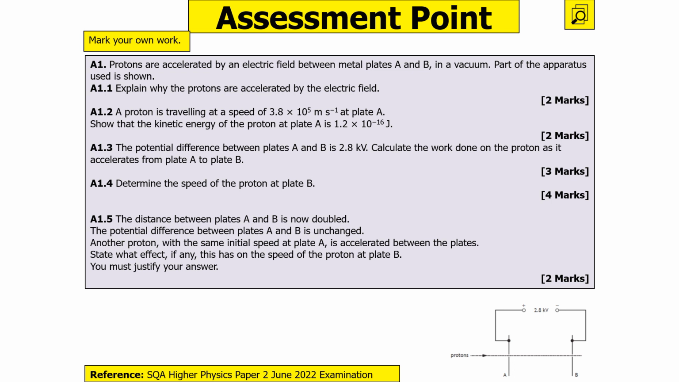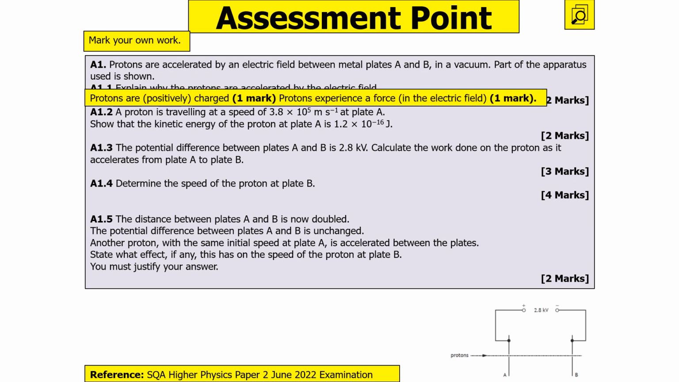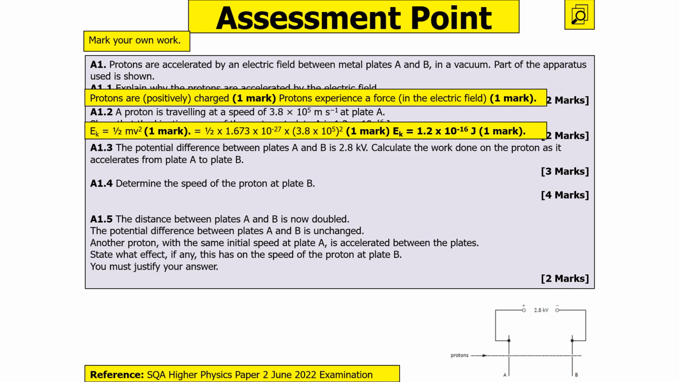Right, so why is it accelerated? Well, the protons are positively charged, so therefore, because they're charged, they'll experience a force in an electrical field, that's the definition of a field, that will cause acceleration. The kinetic energy is a half mv squared, so it's a half times the mass of the proton given to you on the equation sheet, multiplied by its speed squared, pop it all through, and you get 1.2 times 10 to the minus 16 joules.